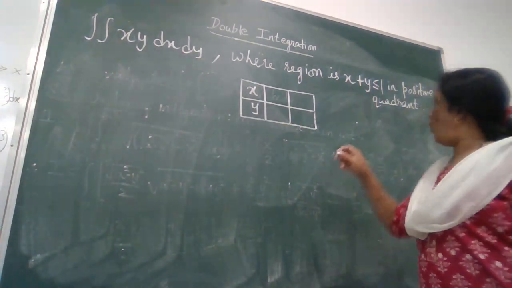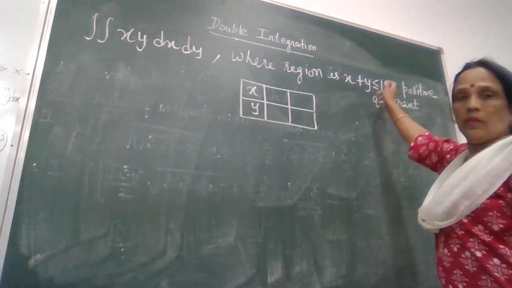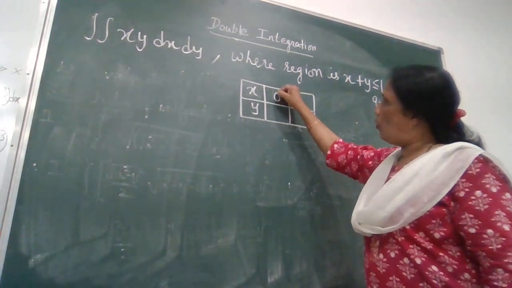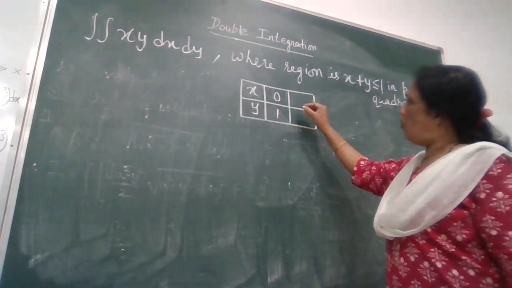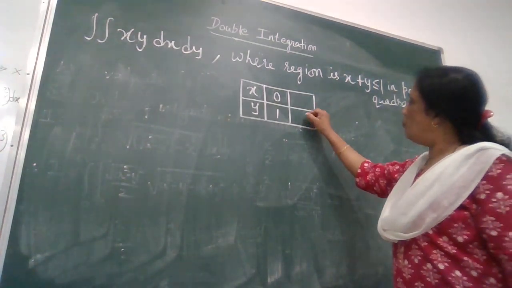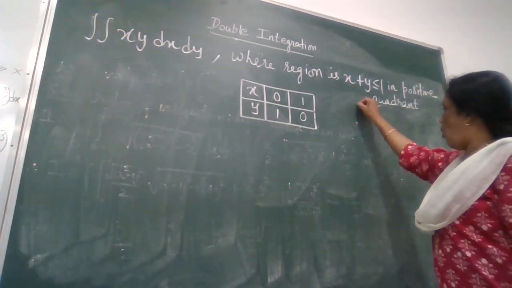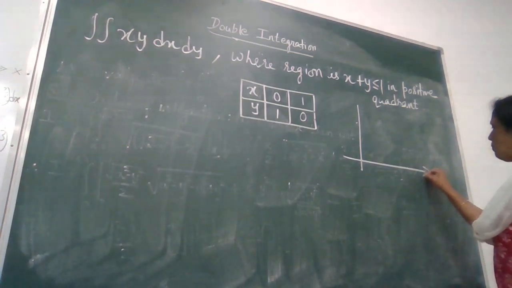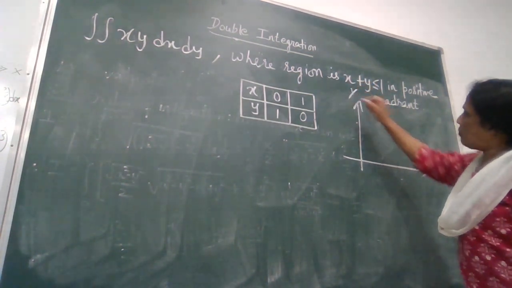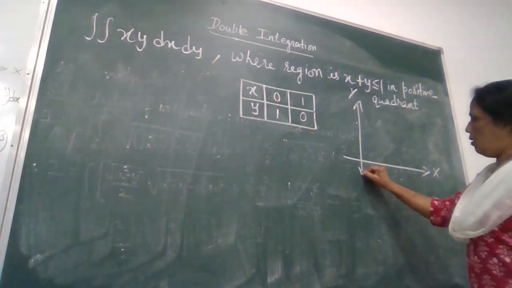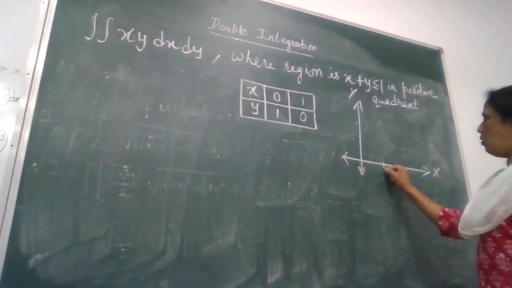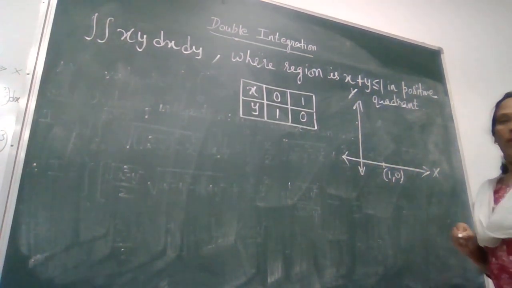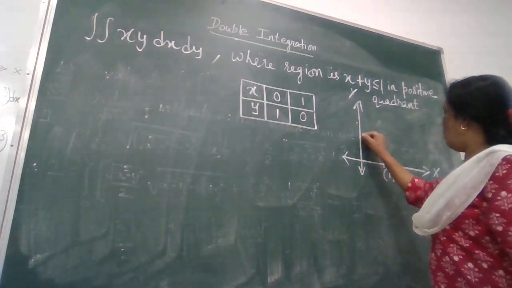So first, in this equation x plus y less than or equal to 1, if we put x is equal to 0, we get y is equal to 1. And if we put y is equal to 0, we get x is equal to 1. So let us plot these points. When x is 1, y is 0, and when x is 0, y is 1.